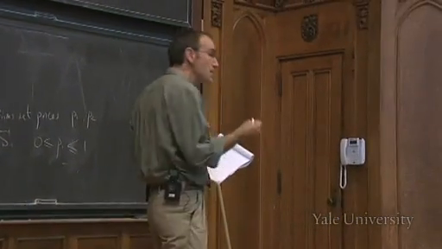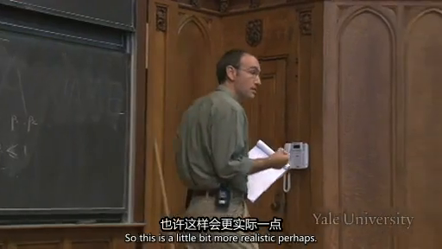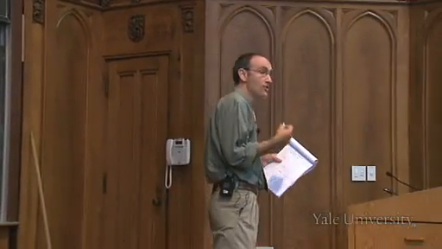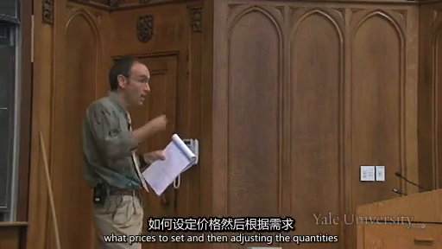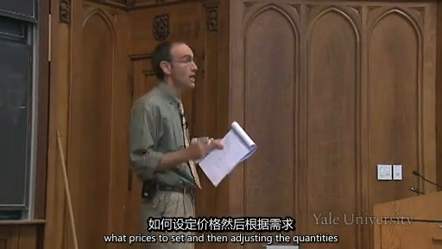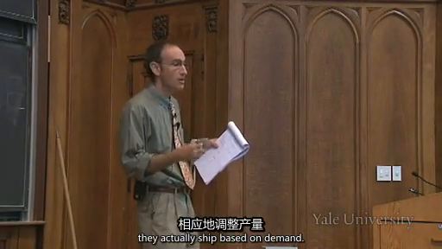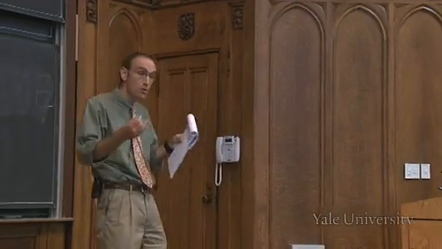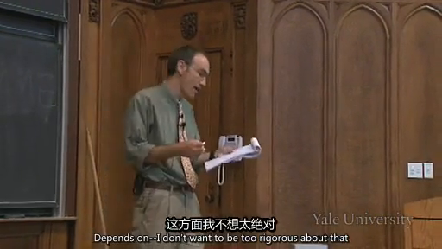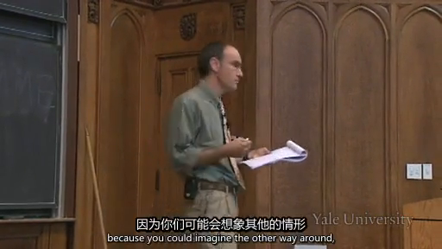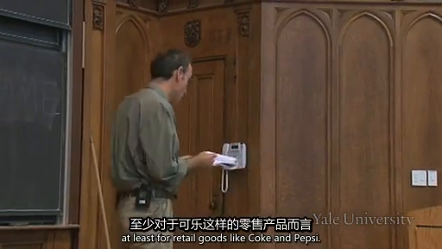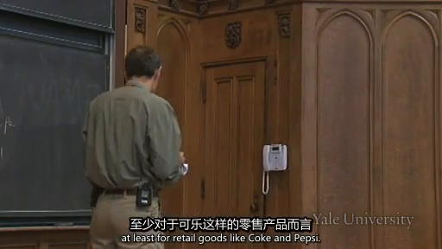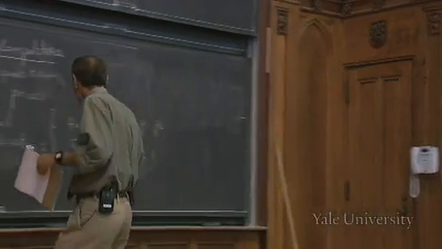All right? So this is a little bit more realistic, perhaps. It's perhaps more realistic to think of firms actually thinking about what prices to set and then adjusting the quantities they actually ship based on demand. It depends. I don't want to be too rigorous about that because you could imagine the other way around. But if you talk to managers, this sounds more realistic, at least for retail goods like Coke and Pepsi.